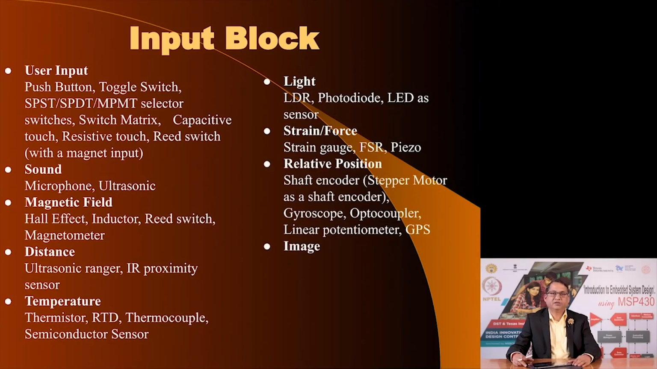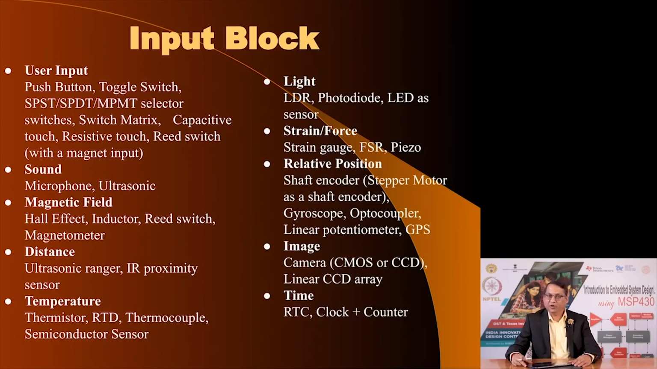You may want to input an image, and this image is basically light arranged in either an array or in a straight line, and for that you can use a camera sensor or a linear CCD array. CCD stands for charge coupled device, which is a type of image sensor. And most importantly, you may want to measure time, and for that you could use some internal mechanism to count time, or you could use a specialized device called a real time clock for keeping track of time. This is not all, this is a big list of input devices that would go into the input block.